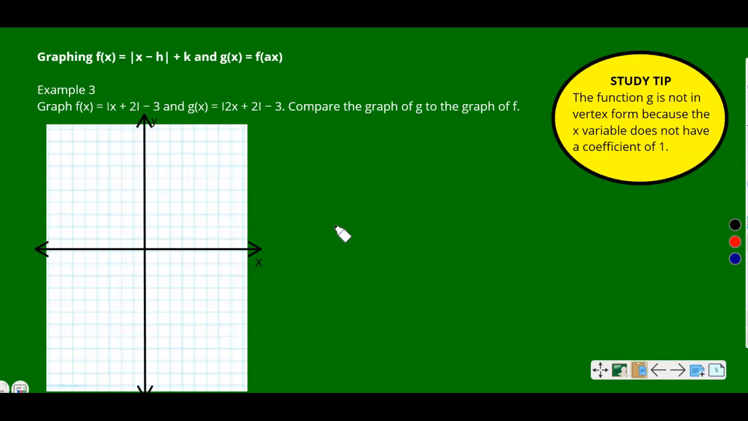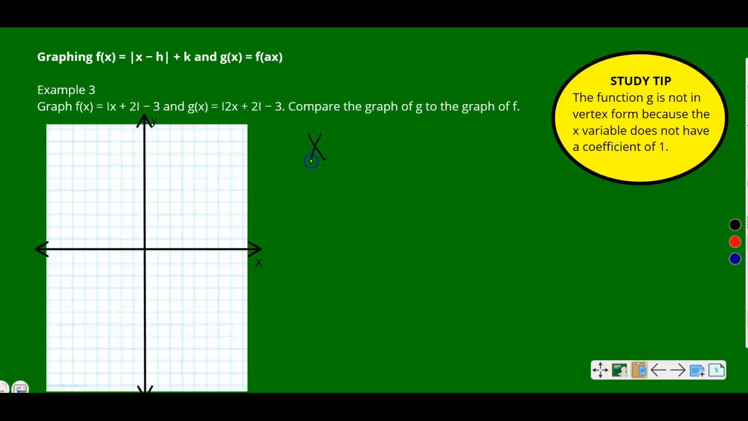All right, so graph f of x equals absolute value of x plus 2 minus 3, and g of x equals absolute value of 2x plus 2 minus 3. Compare the graph of g and the graph of f. If you watched the previous video, you know that it's easiest to just generate a table of values and work from that table of values. So let's start with f of x.